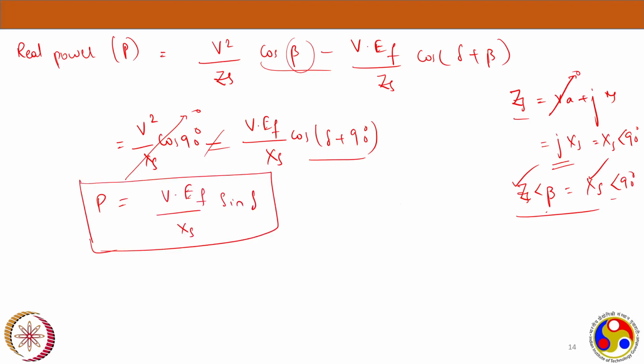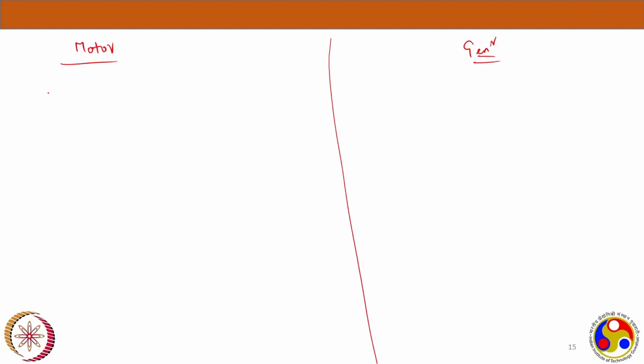Now let's compare it with the generator mode. But before going to generator mode, let's see the leading power factor condition also. It's simple. Let's have a comprehensive comparison here. On this side I'm having the motor discussion, and also let's do it for the generator here. Very simple discussions. So for the motor I will have EF here and XS. I'm neglecting the resistance part.